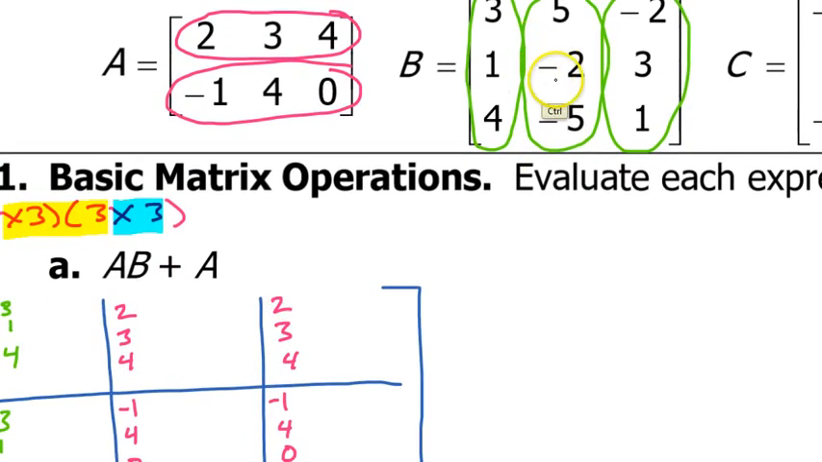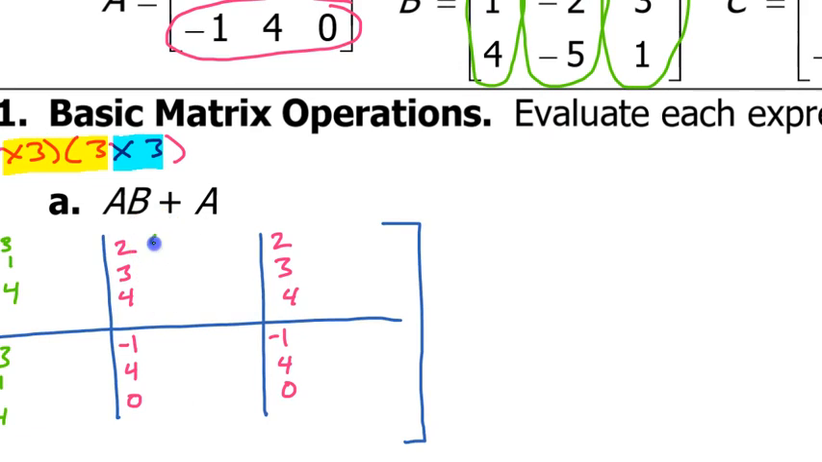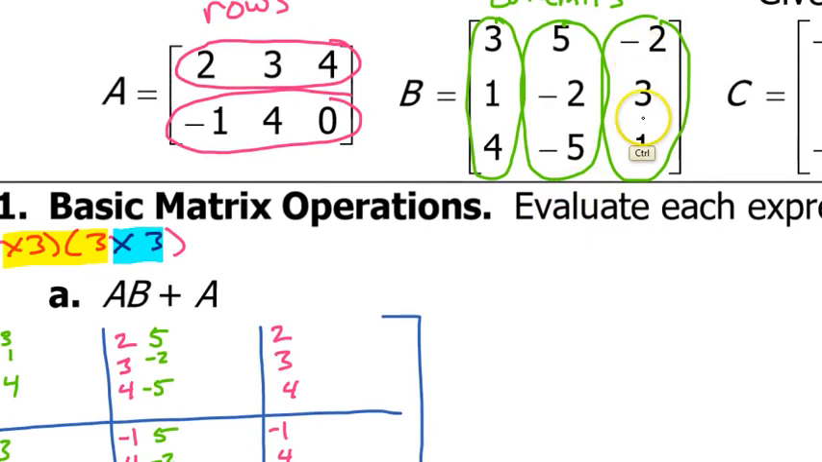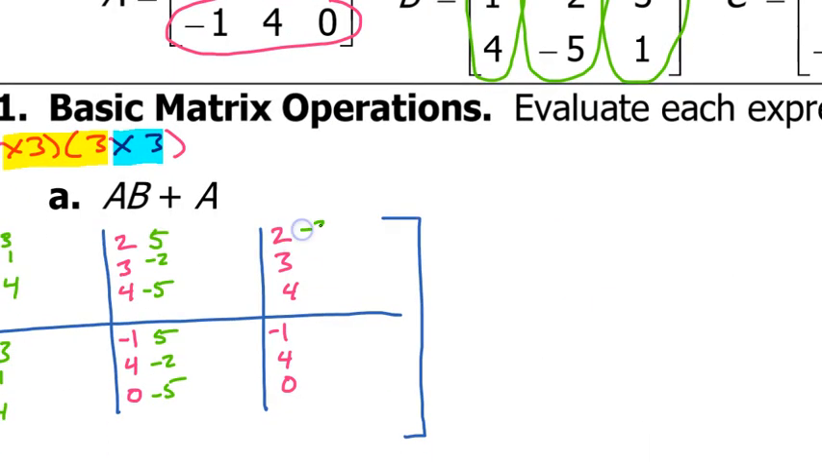So 5, negative 2, negative 5, repeated down column 2. And finally, column 3 goes in column 3. Negative 2, 3, 1. So negative 2, 3, 1, repeated down column 3.